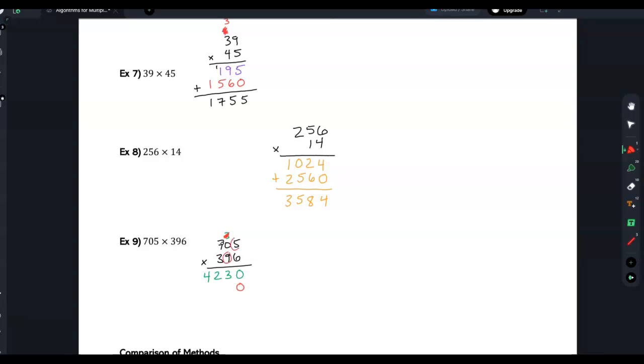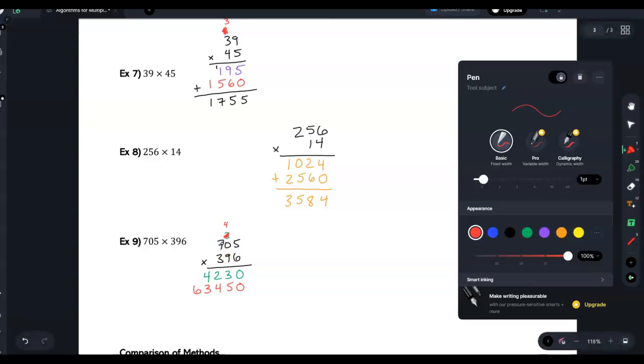So 9 times 5 is 45. That means I'm going to regroup a 4, and then write the 5 that remains. Then I'm going to do 9 times 0, which is 0, and add the 4 that I regrouped. So that's going to be a 4. And then finally 9 times 7 is 63, and there's no place to regroup. So I'll write those digits down.